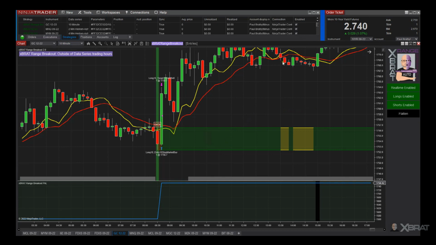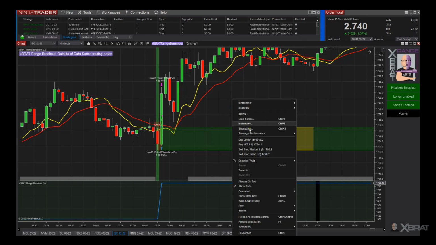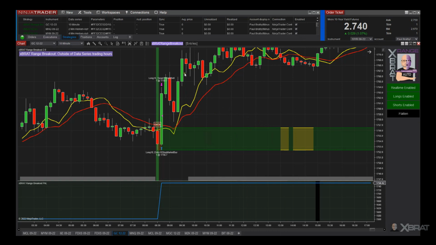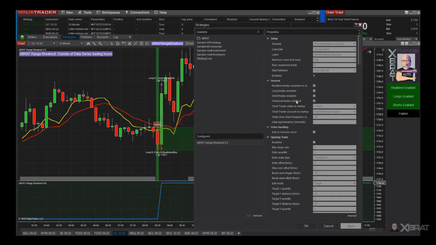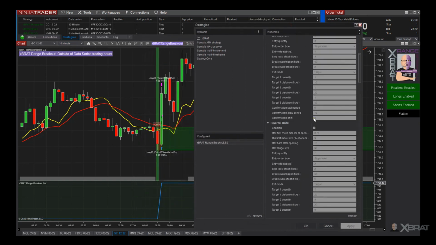So this is on a micro account. This is a micro account, so this is just one contract. And what we've done here, if we go to the strategy, again, it's just on that one chart set just for reversals. So let's just go to the reversals again.